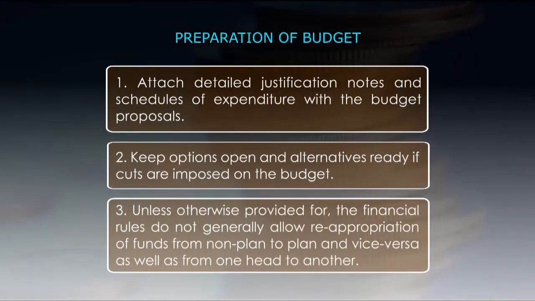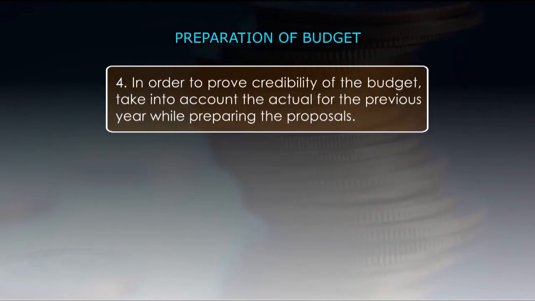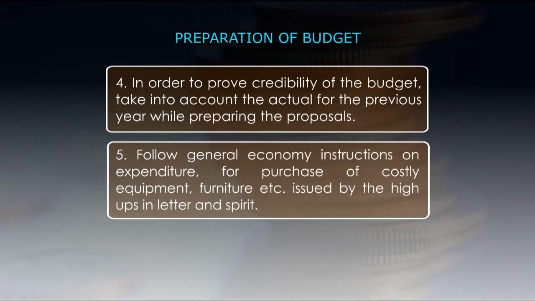Number 3, unless otherwise provided for, the financial rules do not generally allow reappropriation of funds from non-plan to plan and vice versa, as well as from one head to another. Number 4, in order to prove credibility of the budget, take into account the actuals for the previous year while preparing the proposals. Number 5, follow general economy instructions on expenditure for purchase of costly equipment, furniture, etc. issued by the high-ups in letter and spirit.